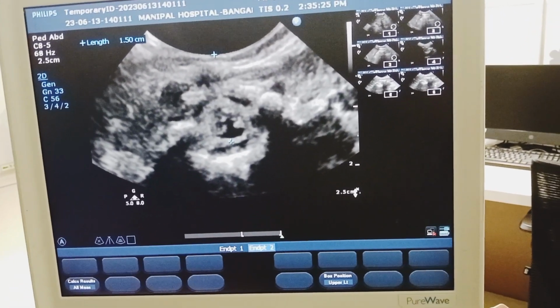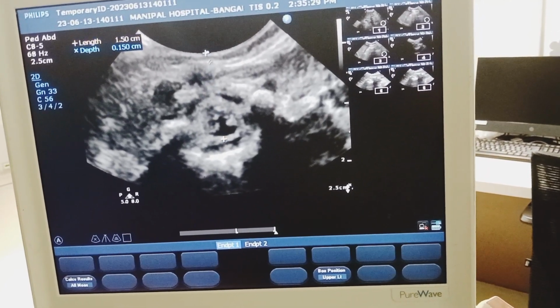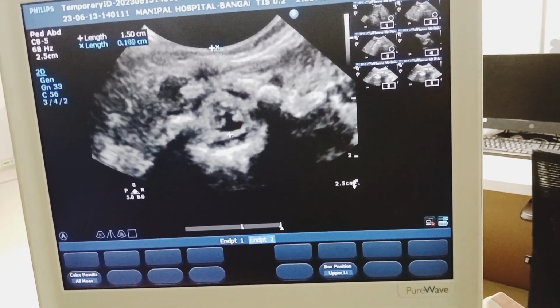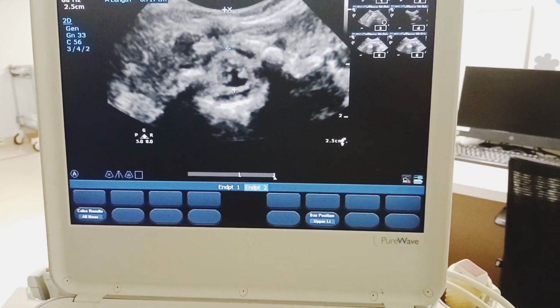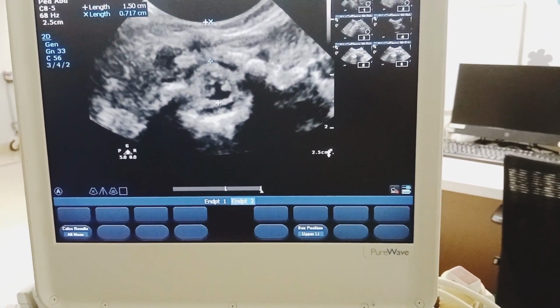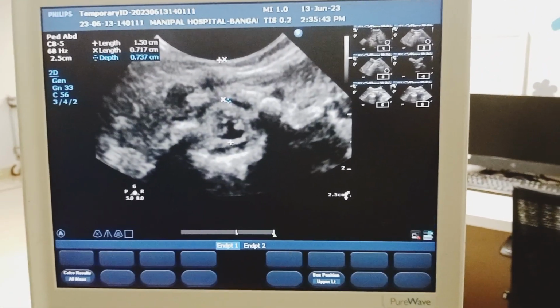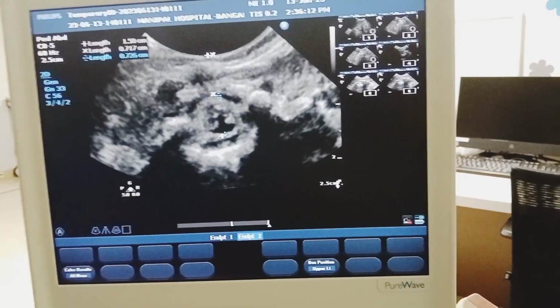Now what I'll do is take the caliper from there till this point. Correct. This is the posterior spinal canal depth. I'll take another caliper from here to this point. Correct. Yes, that is your spinal canal.